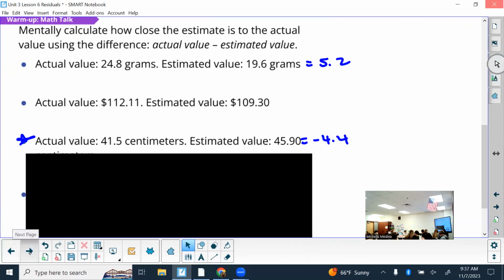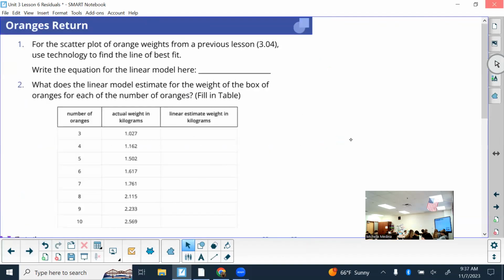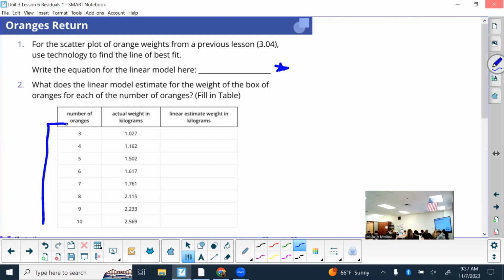All right, so then let me bring you back to that oranges video that we watched the other day, where you had to see the weight of the oranges as each one was added. We're going to use that data and use technology to find the line of best fit. And then you're going to write it down on your paper. So you don't have to take out your notes from 3.04. The data is right here. So using this data and using technology, because it's quicker, find the line of best fit.